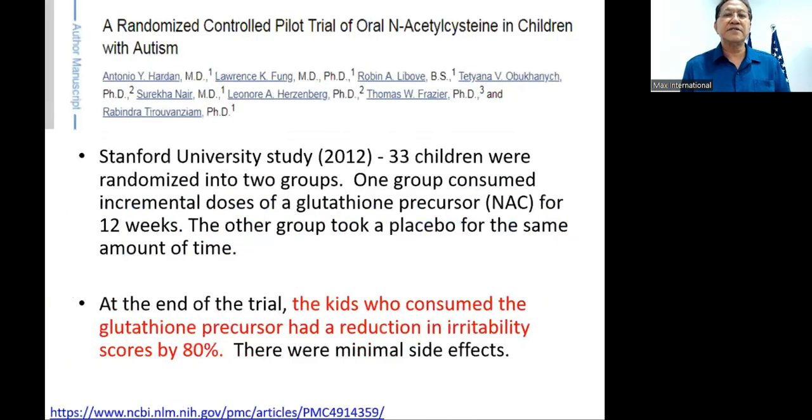Okay, this is some of the studies. The study was on N-acetylcysteine, which is the most researched glutathione precursor. Only thing is, our product is 300% more efficient than NAC. But the studies on NAC are still valuable information. So what they did was 33 children were randomized in two groups. One group consumed incremental doses of NAC for 12 weeks. The other group took placebo for the same amount of time. At the end of the trial, the kids who consumed the glutathione precursor had a reduction in irritability of 80%. Right? So this is a scientific study, not a blind.